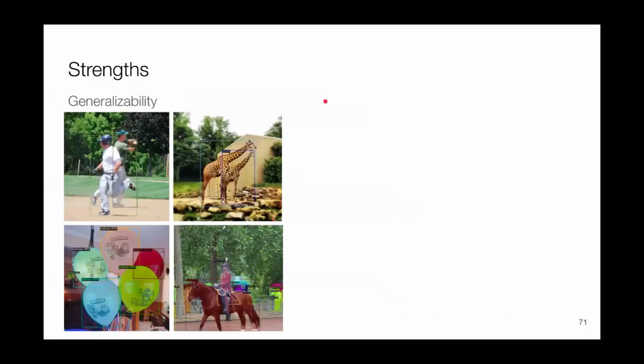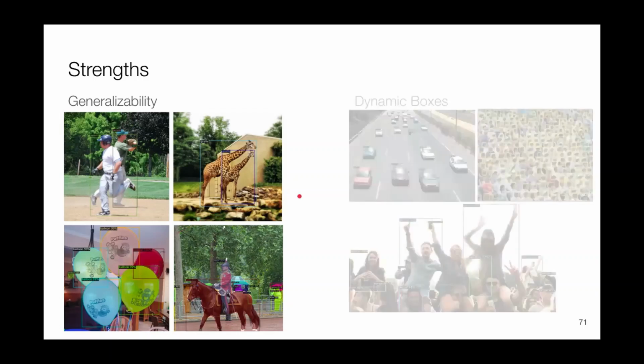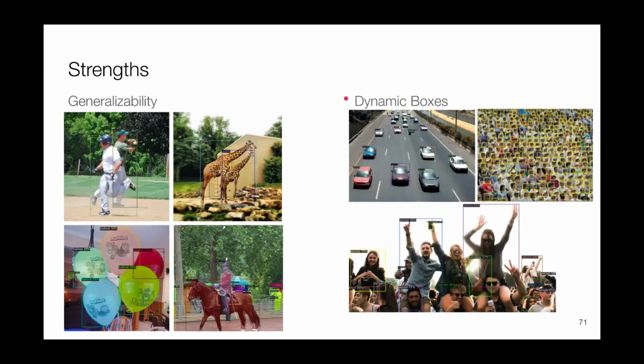So some of the strengths of this approach include its generalizability, or in other words, its ability to recognize a diverse set of subjects without the need for additional training. So you could see in these images, from people to animals to even balloons, it's able to recognize all of these without any need for additional training. Another one that's been mentioned quite a few times is the dynamic boxes. In large-scale detection scenarios where you don't necessarily know exactly how many objects you need to detect, such as in crowds or on the road, an approach like diffusion detection is very strong as it has an unlimited number of potential bounding boxes.